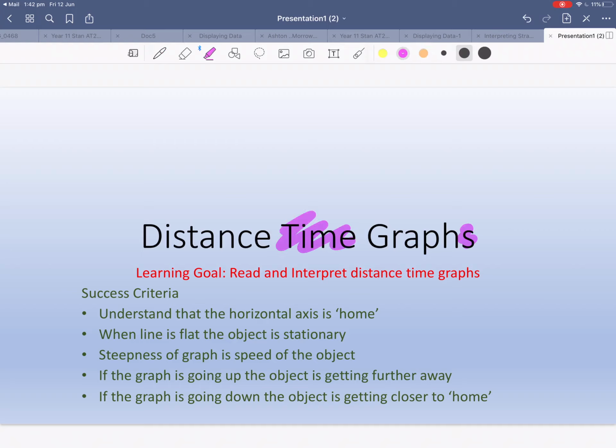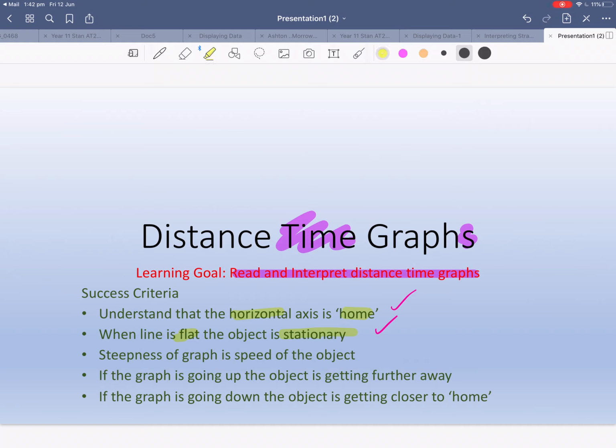graphs, which are an interesting type of graphs. And so we've got to read and interpret this. And there's quite a bit here in the success criteria. Understand the horizontal axis is home. When the line is flat, the object is stationary. So we want to tick these that we know how to do this at the end of the lesson.